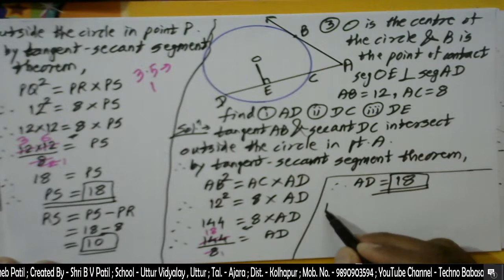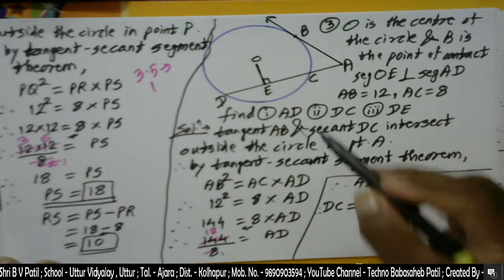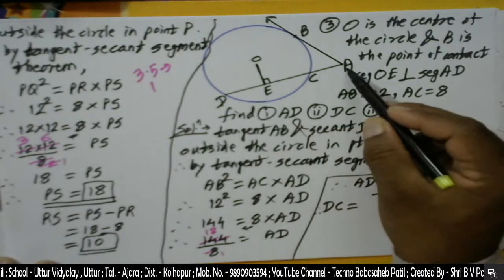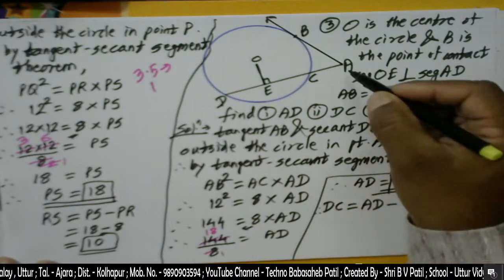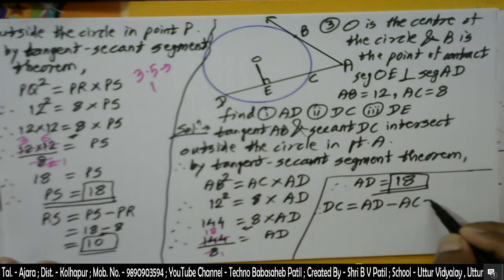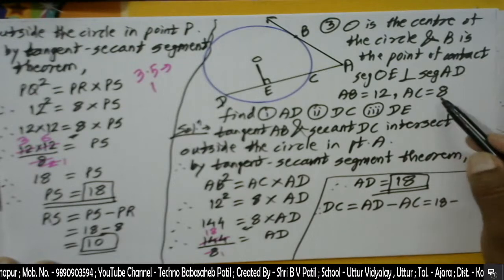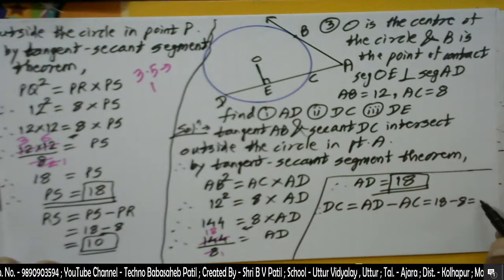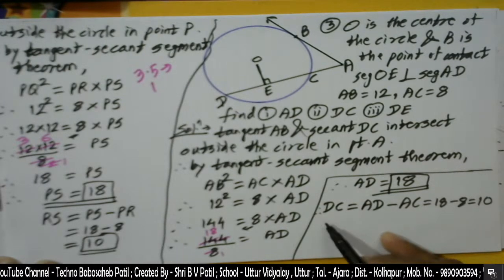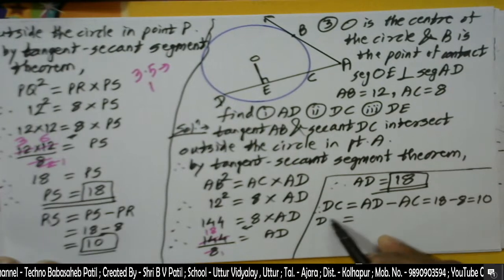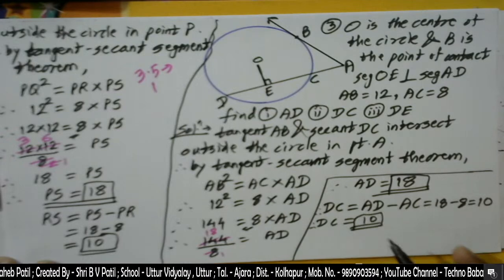Then we find DC. DC means the subtraction of AD minus AC. AD is 18 minus AC, 8 given here, and the subtraction is 10. DC is equal to 10, that is the answer here.